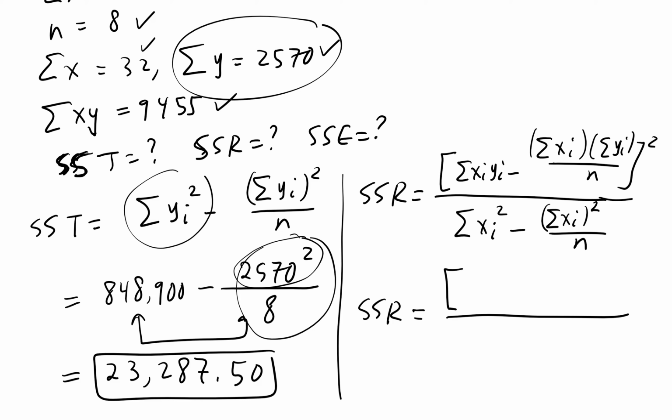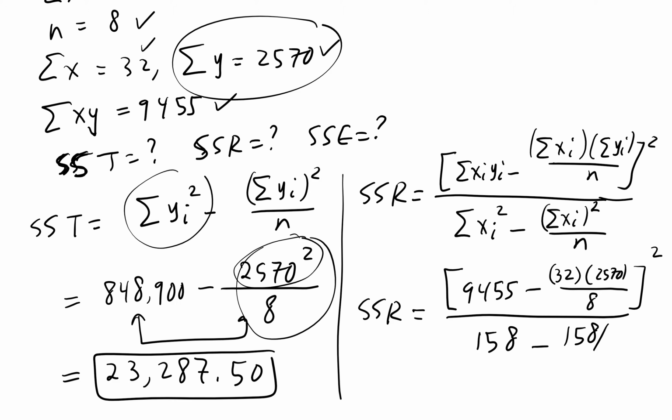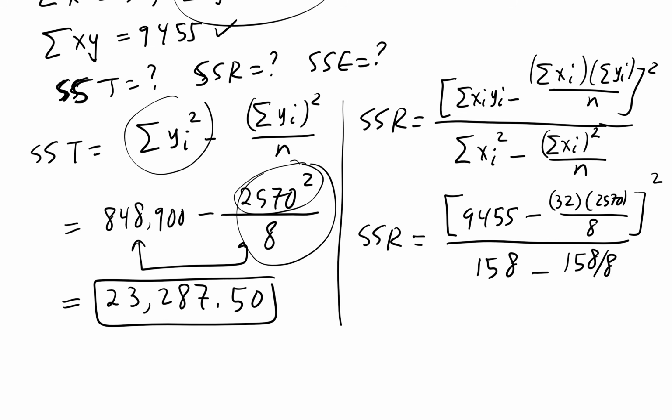For SSR, there's more work involved. You need to have a bracket here. Don't forget to square at the end. The sum of the products xy, which is 9,455, minus the sum of all the x values, which we found is 32, times the sum of the y values, divided by 8. And the sum of the squares is 158 minus 32 squared over 8. If you calculate all of this, SSR gives 22,687.50.